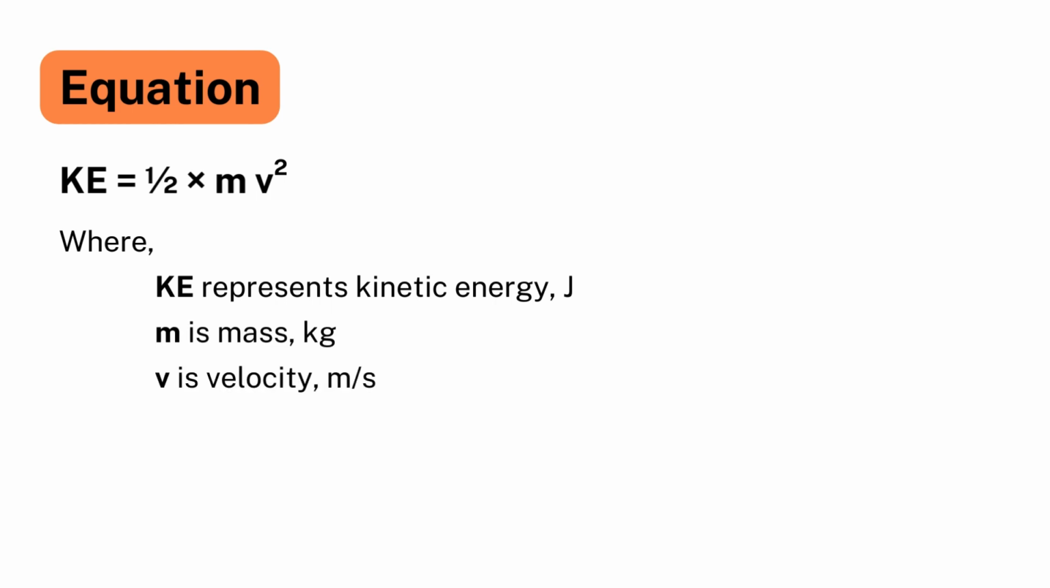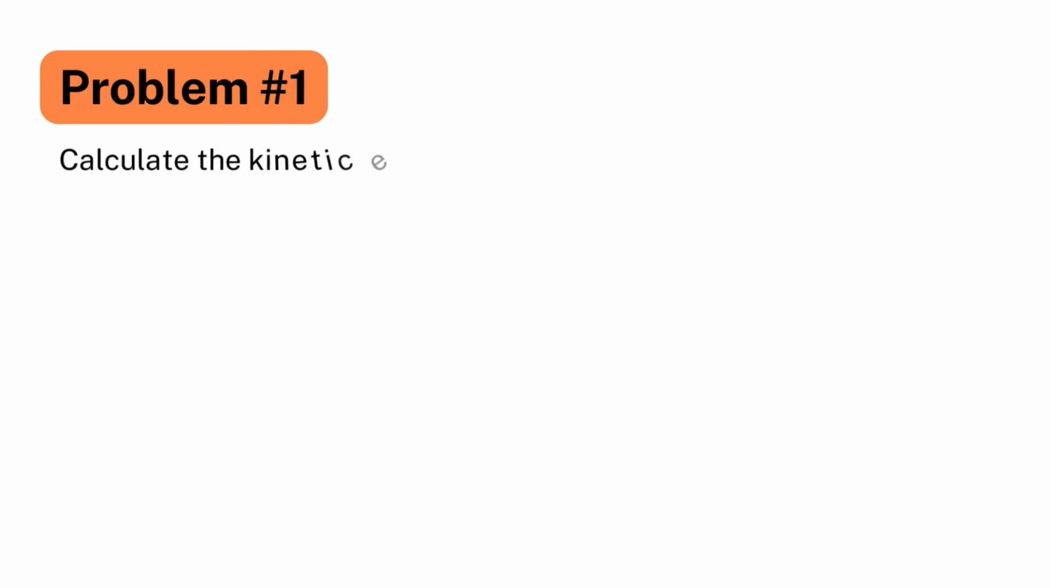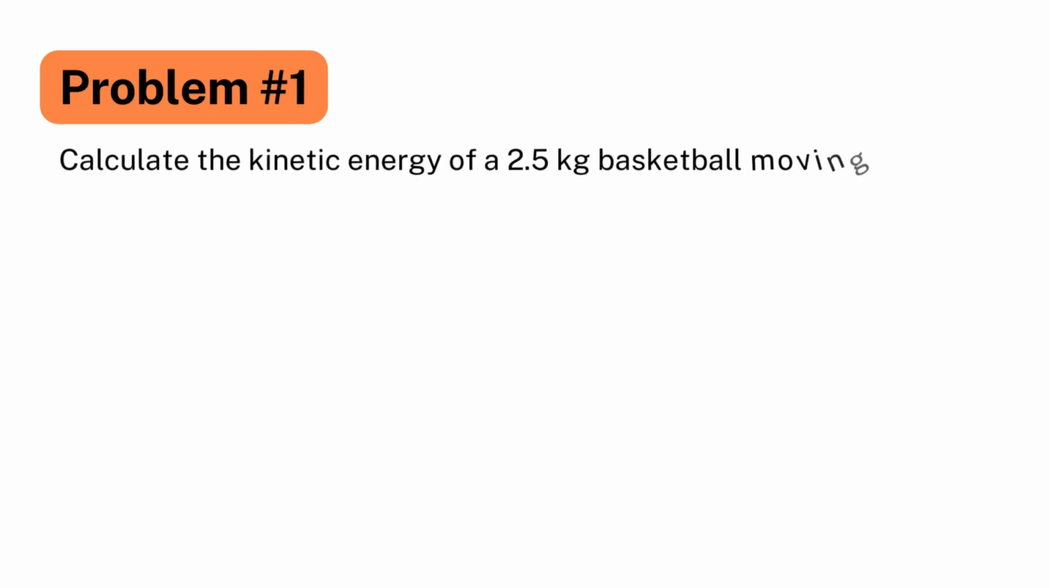This equation facilitates the calculation of the kinetic energy of an object using its mass and velocity. Let's solve some practice problems to understand and apply the kinetic energy equation. Calculate the kinetic energy of a 2.5 kilograms basketball moving at a velocity of 8 meters per second. Write down the provided data, input the values into the formula, and calculate the kinetic energy as needed.